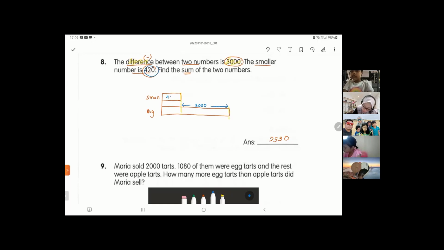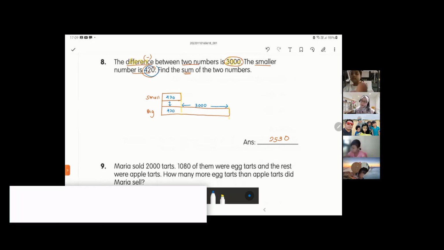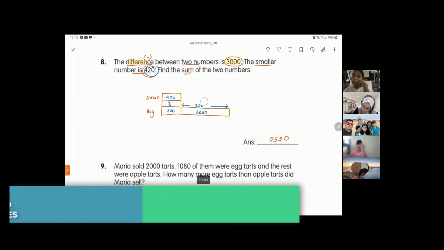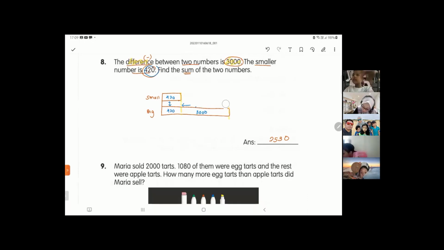My small number is given as 420. So I know this is 420. If this is 420, these two parts are the same. Here is also 420. Can you see? All right. So this 3,000 is inside here. I can write it inside also, so I can erase here. Since I know that the 3,000 is inside, it is the same thing. If you put it outside or inside, it is also the same thing.